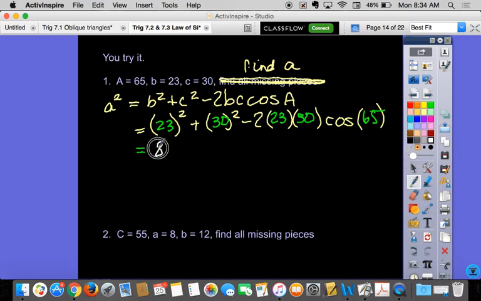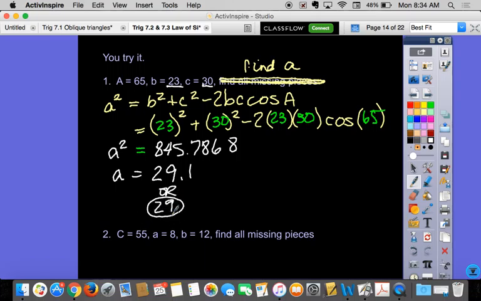Now I got 845.786 and it keeps going. But remember, I need to do the square root. So square root my answer and let your calculator pull that up. So tell your calculator to do the ANS thing. That becomes 29.1. But they rounded to the nearest integer, so I need to do the same thing. So let me just do 29. So we're keeping the same format.